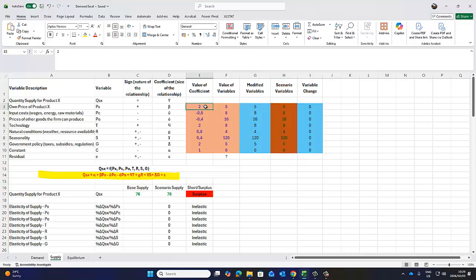So in this case, I assume the own product coefficient is plus 2. The value of the coefficient for input cost is 0.6, but it's minus because the sign is minus, which is the nature of the relationship. So the value of the coefficient combined is minus 0.6, but the size is 0.6. Same with prices of other goods. Technology is 2, natural conditions is positive 0.8, seasonality is positive 0.4, and government policy is positive 2.